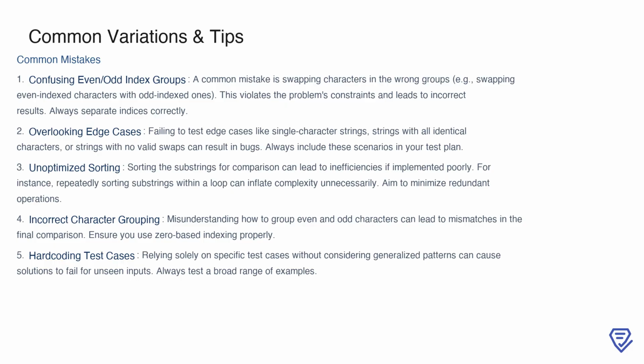Inefficient sorting is another pitfall. Sorting the substrings repeatedly within loops can drastically increase the time complexity of your solution. Instead, focus on minimizing redundant operations. Additionally, misunderstanding character grouping can cause mismatches during comparisons. Always double-check that even and odd characters are grouped correctly. Finally, hard-coding specific test cases without considering general patterns can lead to failures on unseen inputs. Aim to test a diverse set of examples to ensure your solution is robust.